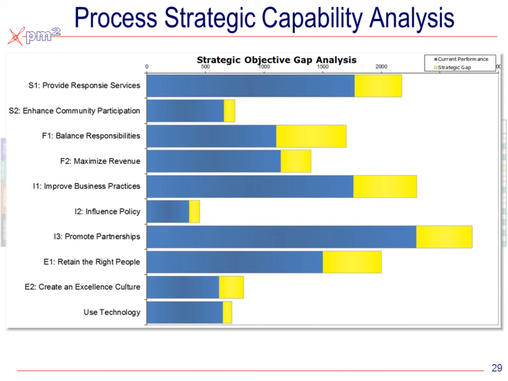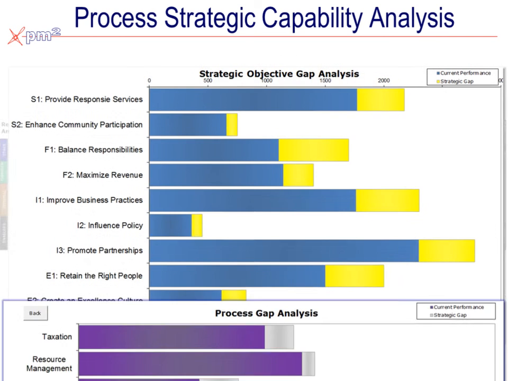Now, in this case, what it also should do is create alignment across the organization on where we should be investing. So in this case, if we had the choice between investing in enhancing our community participation with a small gap or balancing our responsibilities with a large gap, we would all agree we should focus our efforts here to begin with. So this alignment across the leadership team and stakeholder team is critical in the public sector when I have such a diverse collection of stakeholders involved.